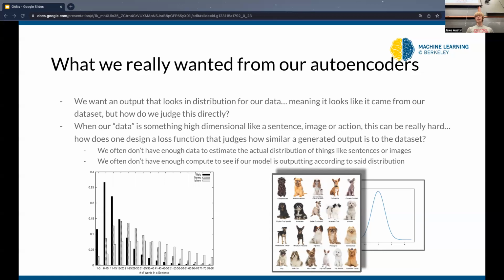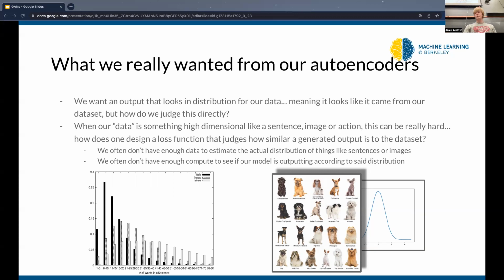If our data is something really high dimensional, like an image, 128 pixels by 128 pixels by 3 color channels, that's a lot of different choices we can make at every single pixel. And this can be really difficult to figure out: given this really complex input, what does it mean to be good? What does it mean to be realistic? And oftentimes you don't have enough data to form a real probability distribution. So it's really hard to figure out how we determine whether something is outputting according to our data distribution or not. It's a weird nebulous concept that we're trying to solve.